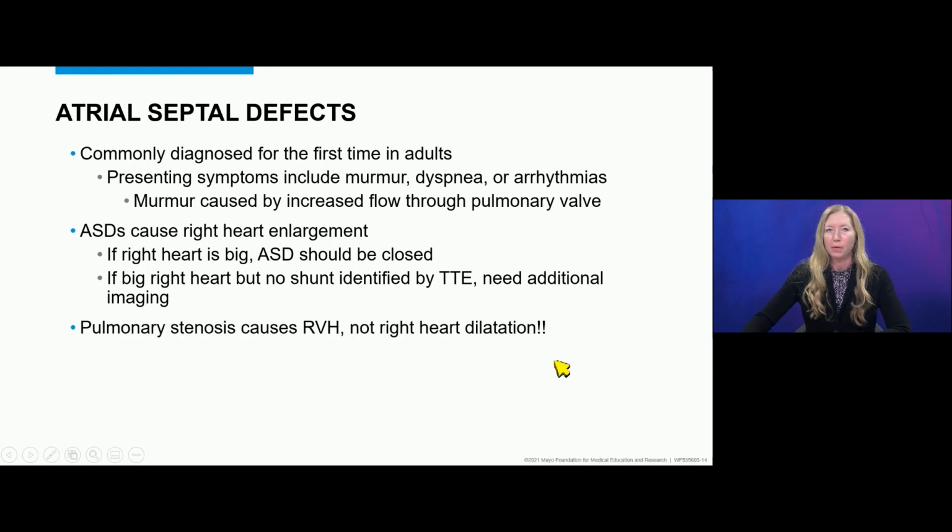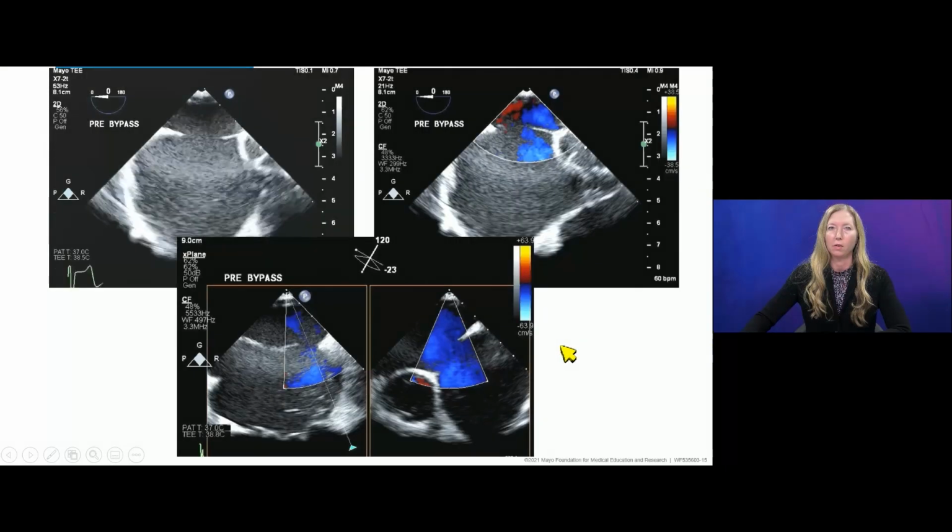Also important to remember that pulmonary stenosis causes right ventricular hypertrophy, not right heart dilatation. That's how when we met this patient, we knew that this was not primarily pulmonary stenosis, because that should not cause this degree of right heart enlargement.